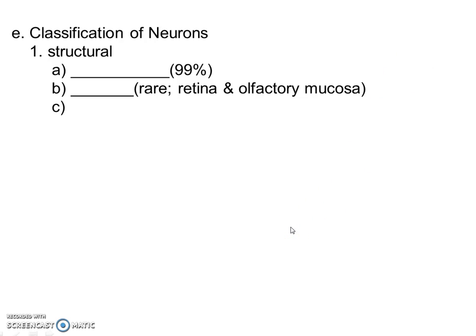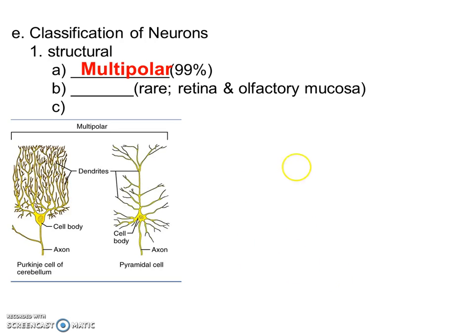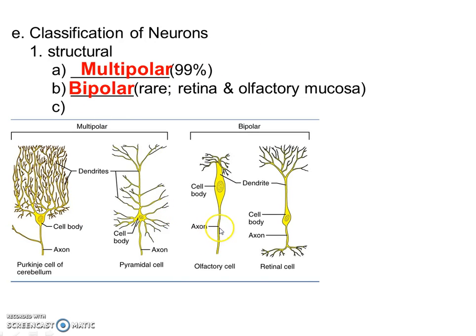So how do we classify neurons? We can classify neurons by what they do and what they look like, the structure. We have 99% of our neurons being multipolar. That means that if you go to the cell body and you count the extensions, it's more than 2. 99% of your neurons are multipolar. There are some very rare bipolar neurons found in the retina and the olfactory mucosa. Going to the cell body, we only have 2 extensions.